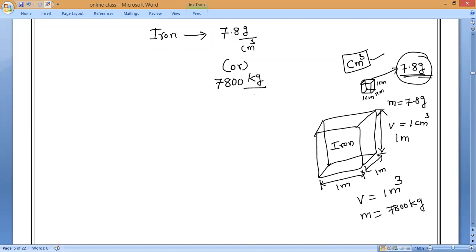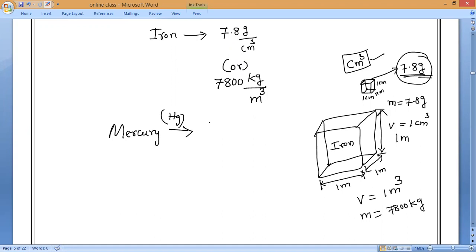7,800 kilogram per cubic meter. Do you understand, everybody? Yes, please. Mitakshri, no response. What happened? Now, let me take mercury. What is the symbol of mercury, everybody? Hg. You all know.